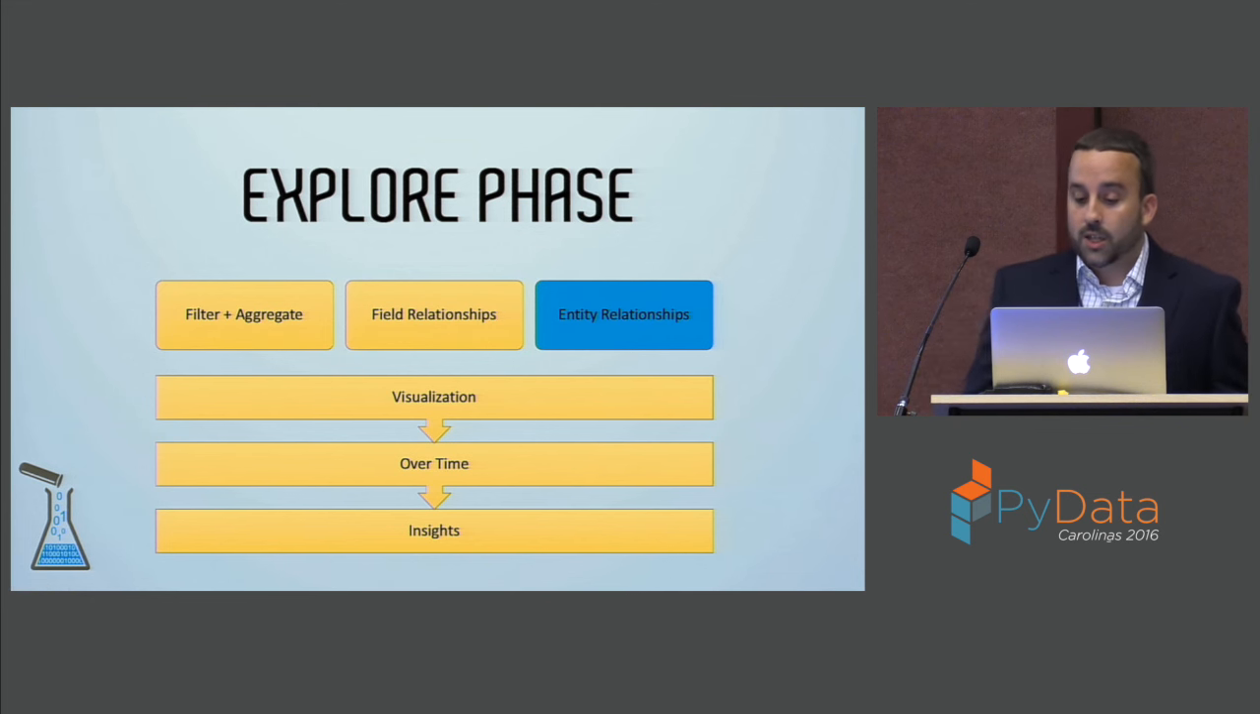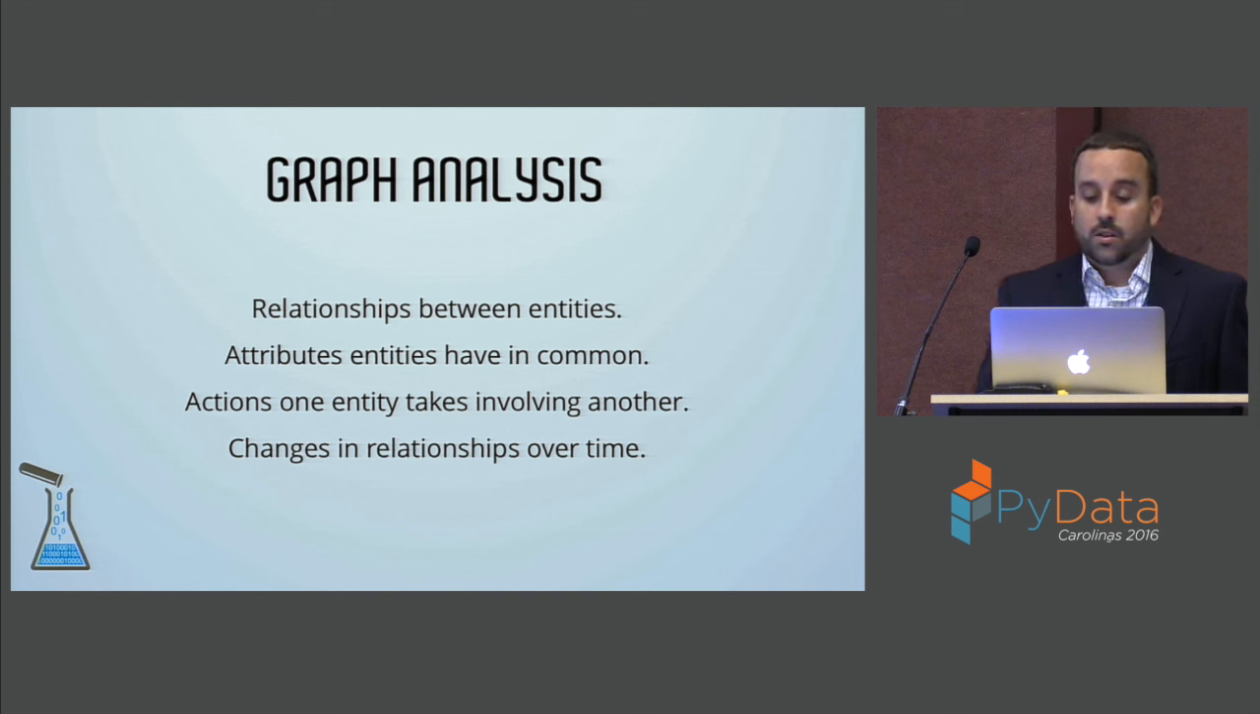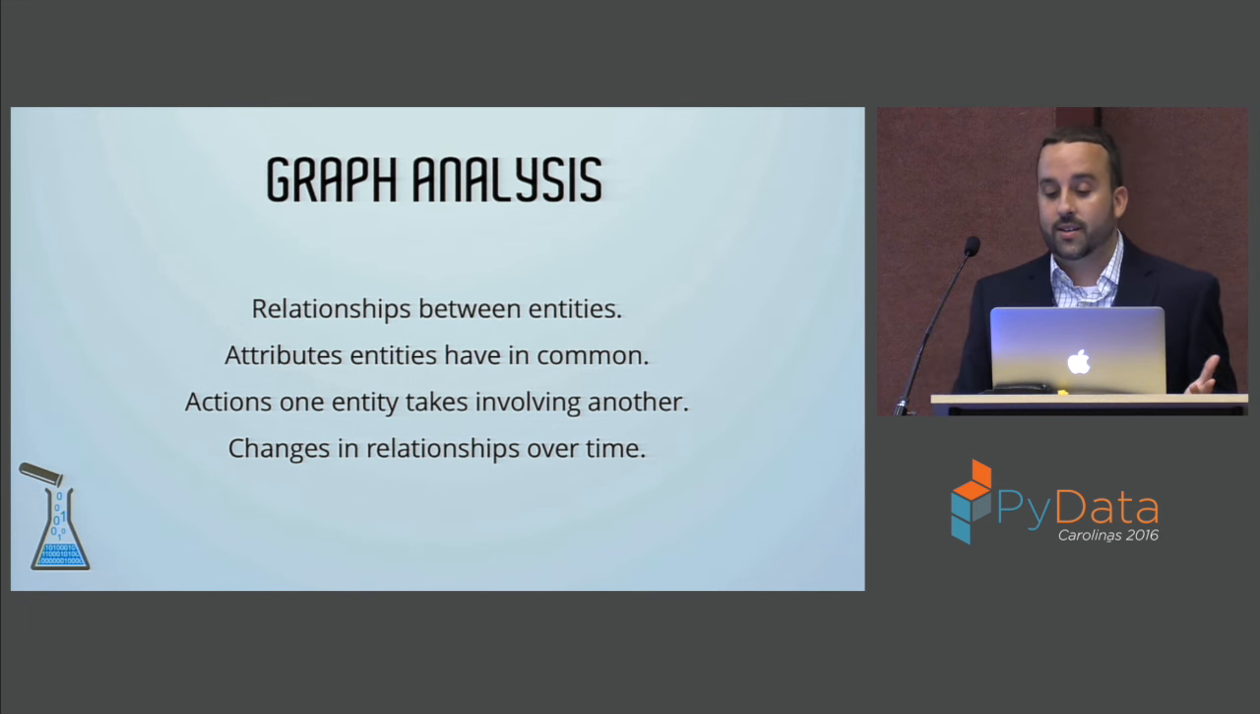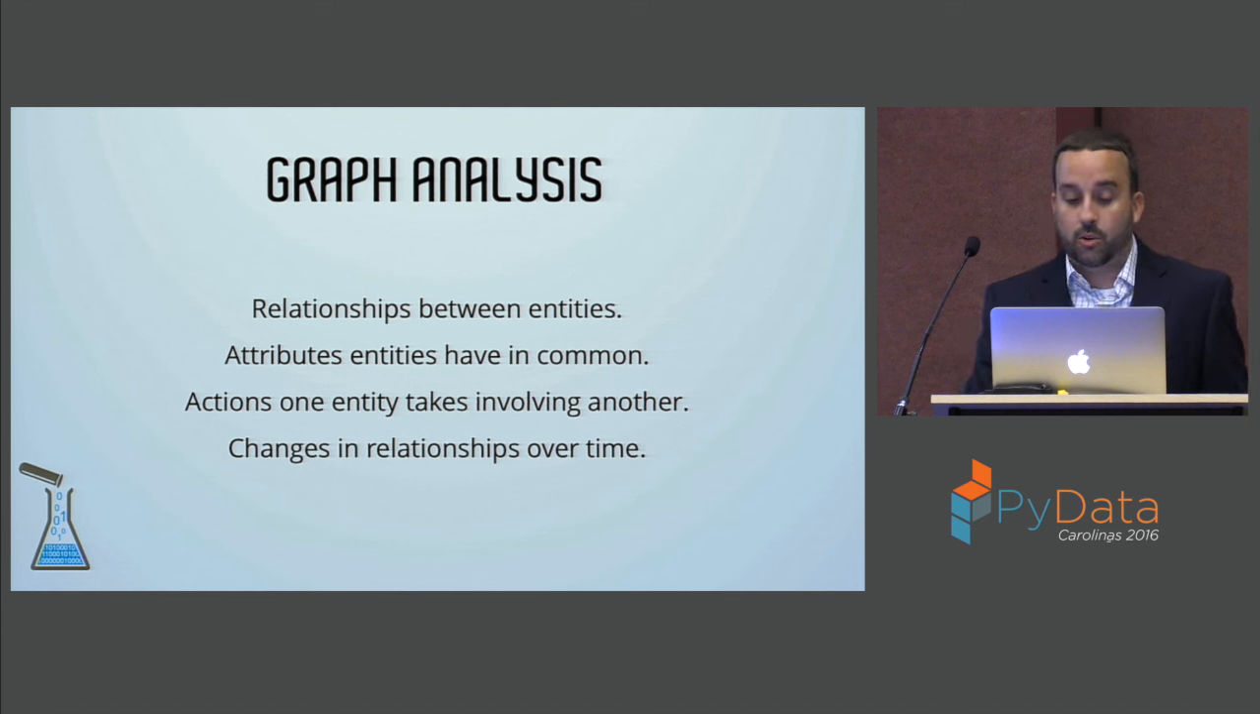All right, so the third step in our explore phase here is examining the relationships between the entities in our data. And the way that we're going to do that is through graph analysis. As I said before, graph analysis is going to allow us to explore relationships between these entities. And these relationships are usually based on attributes that the entities have in common or actions that one entity takes that involves another. The entities we're going to be analyzing in this example are the auto manufacturers again. And in this case, the attributes that they have in common are going to be the vehicles that have similar attributes to each other. So we're going to examine how the different manufacturers relate to each other and how those relationships have changed over time as well.